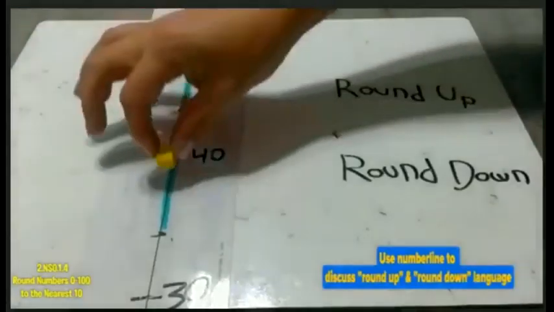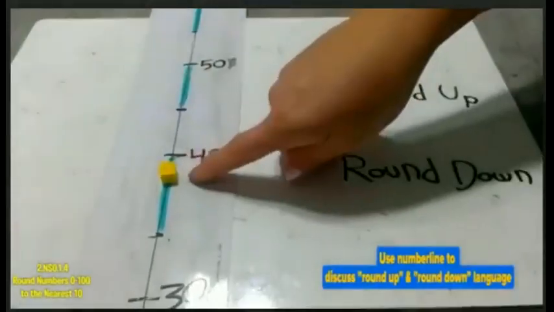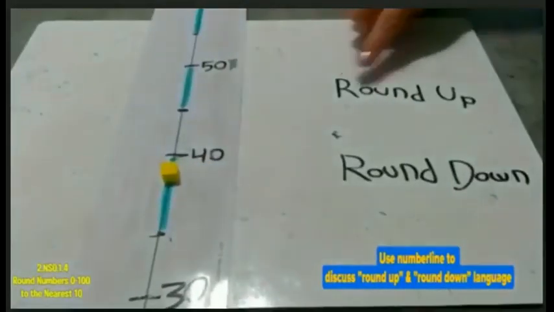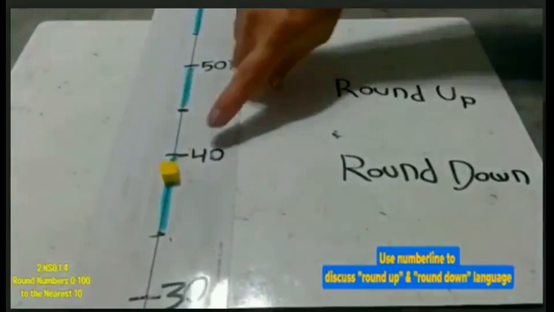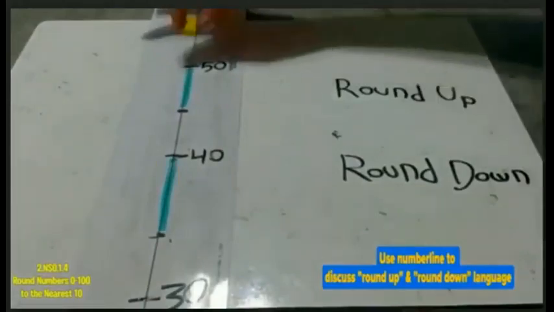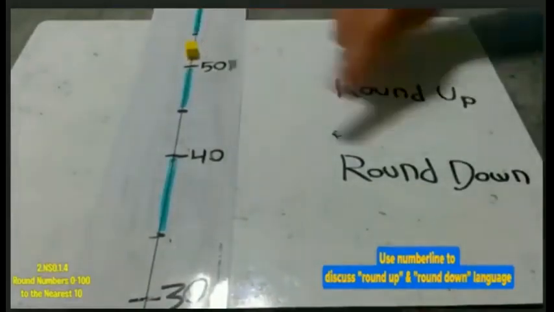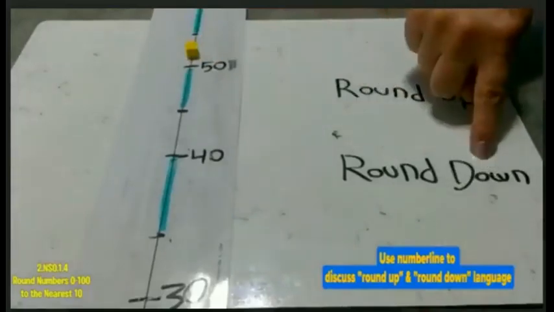Remember to also use a vertical number line, especially when using language such as round up or round down. Since students are physically moving up a number line or down the number line, they start to make sense of this language when we talk about rounding.